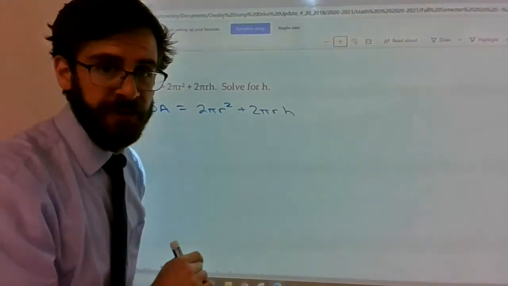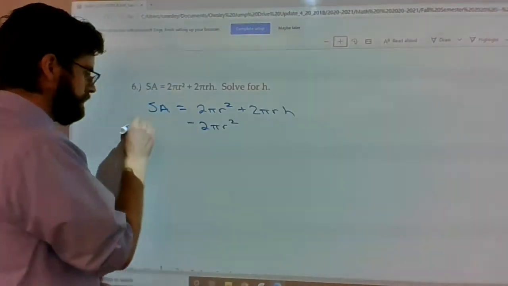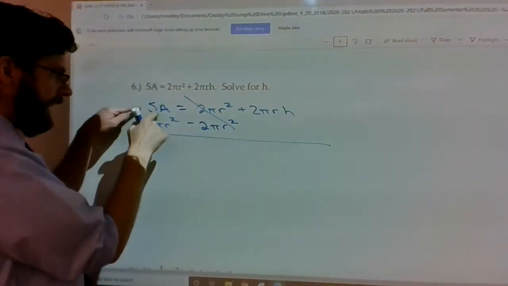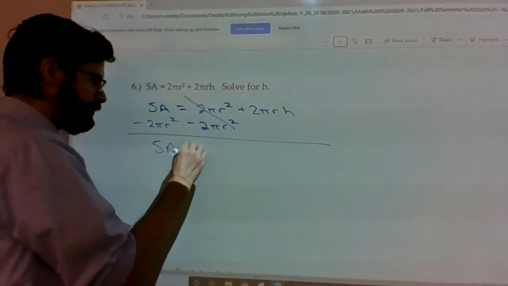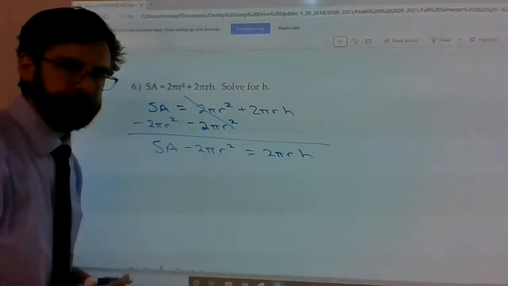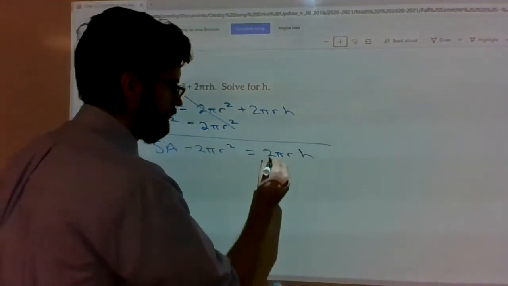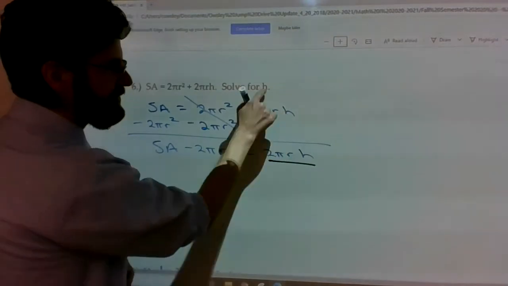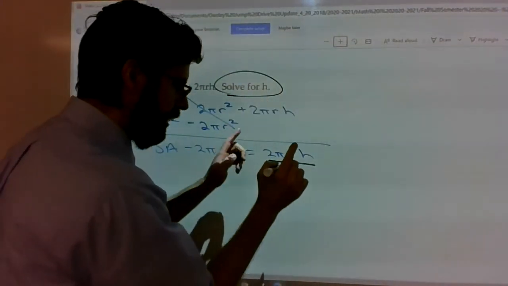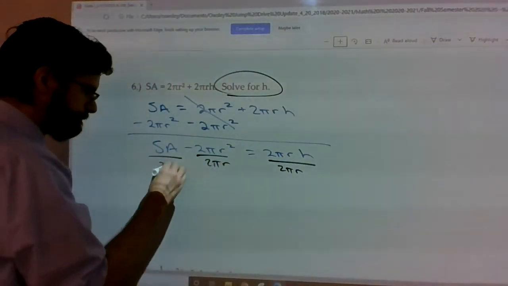And it's not through division. Division's the last step. I need to subtract it from both sides. So SA minus 2 pi r squared is equal to 2 pi rh. Now I can divide. I'm dividing by everybody who's not h. So 2 pi r is not h. So I divide it on the right, and I have to divide it by both parts on the left.